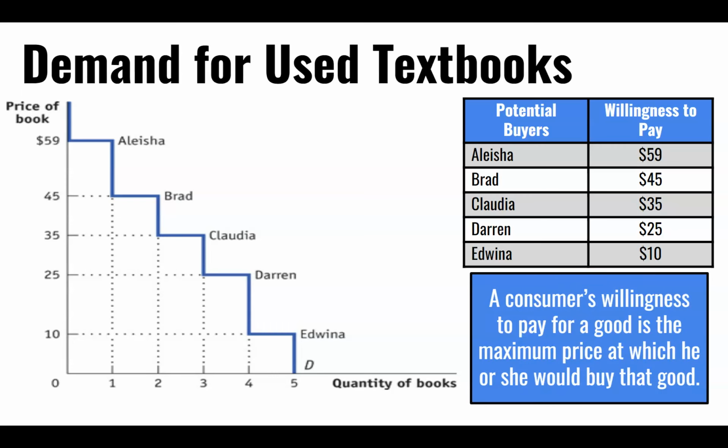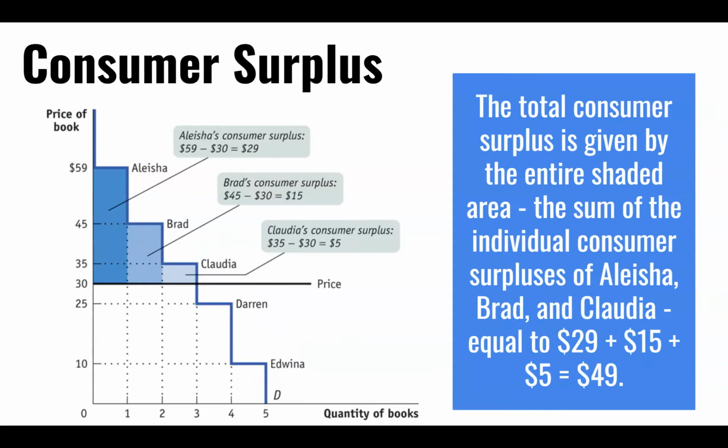So our consumers' willingness to pay for a good is the maximum price they are willing to pay to be able to get that good. The price they pay will almost certainly be different than their maximum willingness to pay. The difference between what they're willing to pay and what they have to pay is known as their consumer surplus.